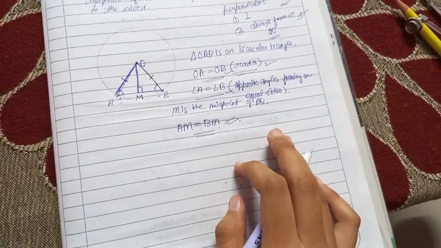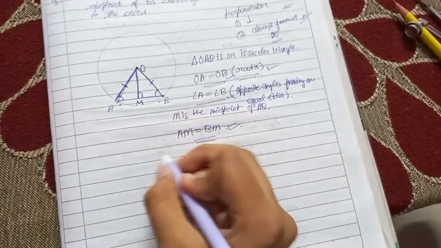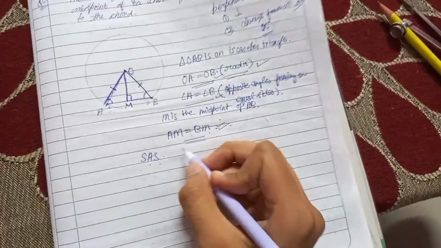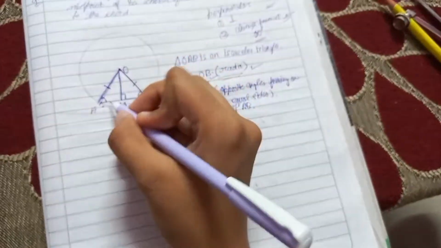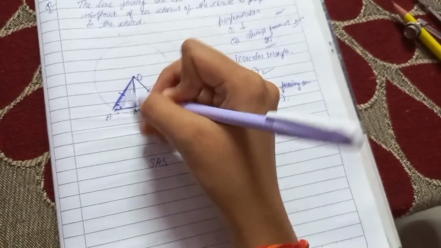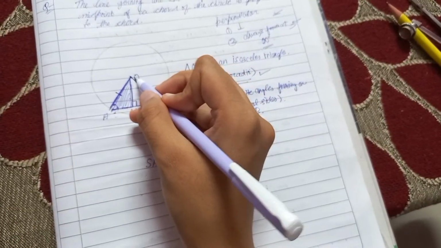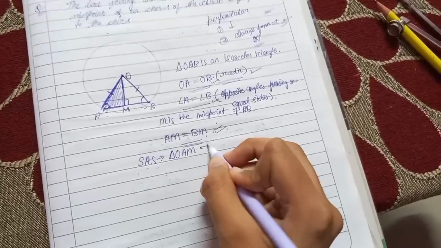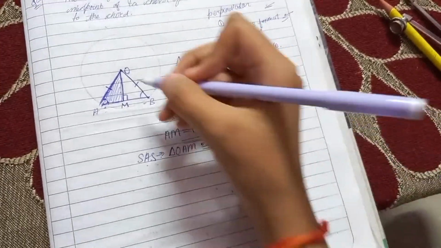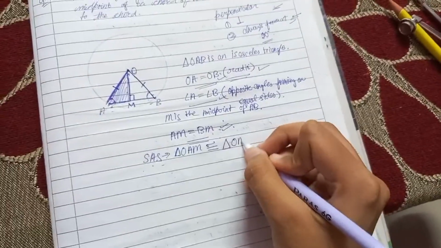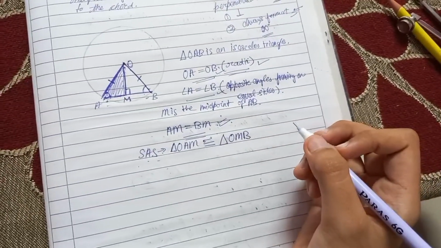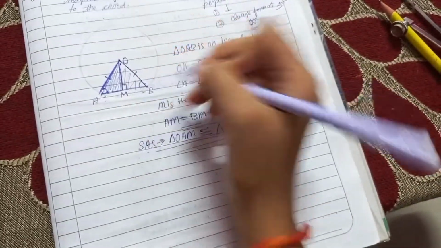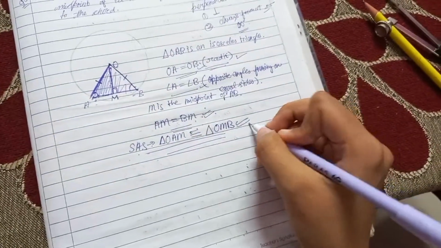Now we can apply the triangle congruence here. Which triangle congruence? SAS, because we have side, angle, side. So on applying SAS congruence, triangle OAM will be congruent to triangle OMB. Now we have stated that these two triangles are congruent. So we have done this much part.